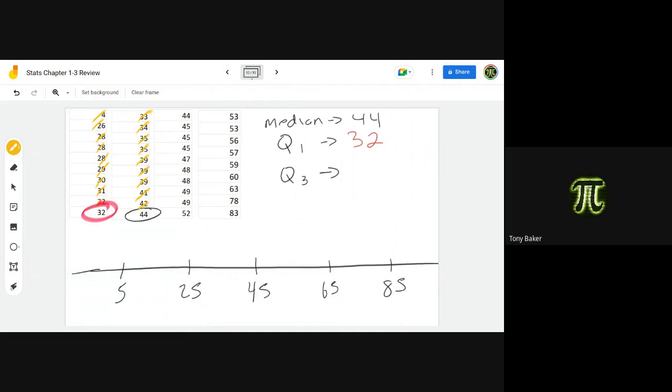So if you're going to double it, you'd put 44 in both groups and do the same thing. I've always taught that if it's odd, you just cross the number off and you don't use it again because you've used it. All right, let's do the upper group.